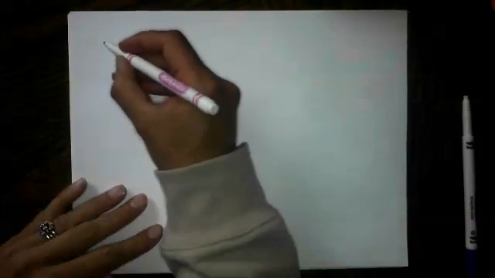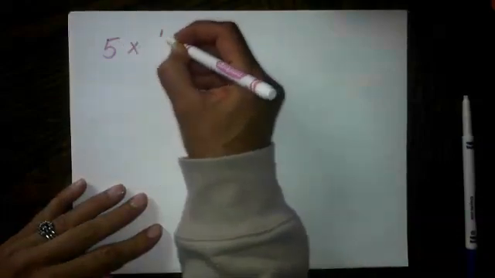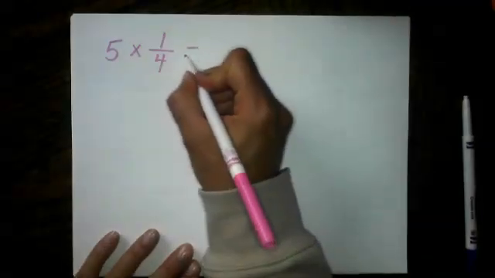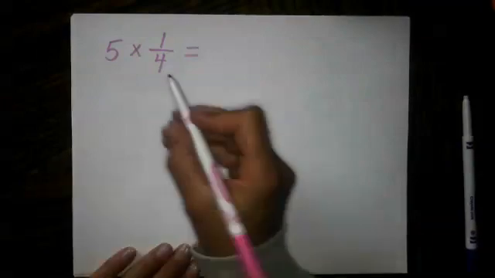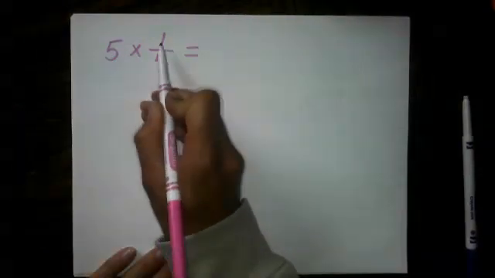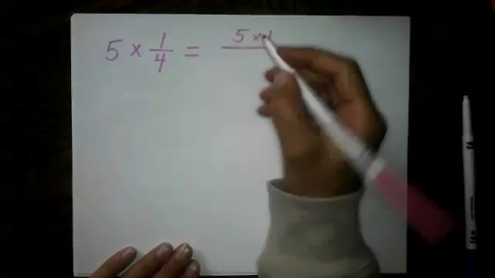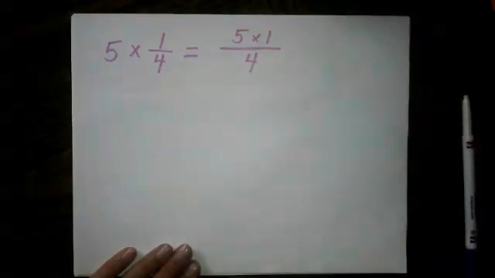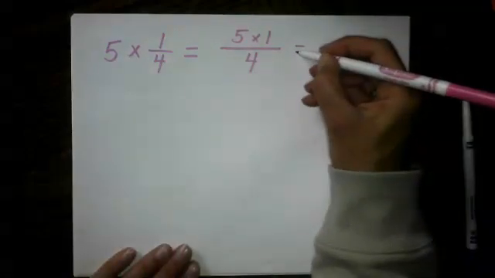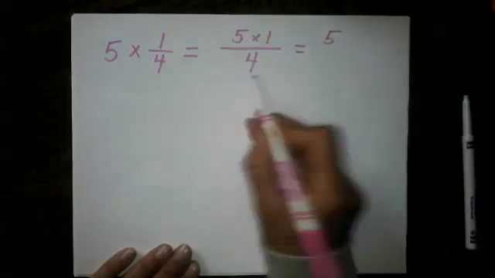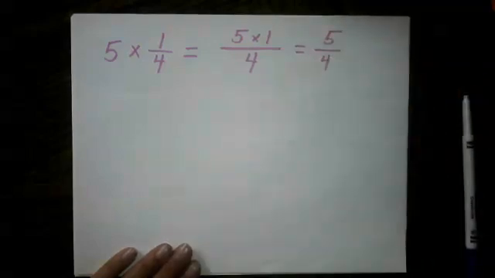The next problem I'm going to give you is 5 times 1/4. This time I'm going to start with the second strategy I used last time, and we'll do the picture strategy after that. I'm going to take my whole number and my numerator and multiply them. 5 times 1 over, and I keep the denominator the same. 5 times 1 equals 5, and we keep our 4 the same, and we end up with 5/4.